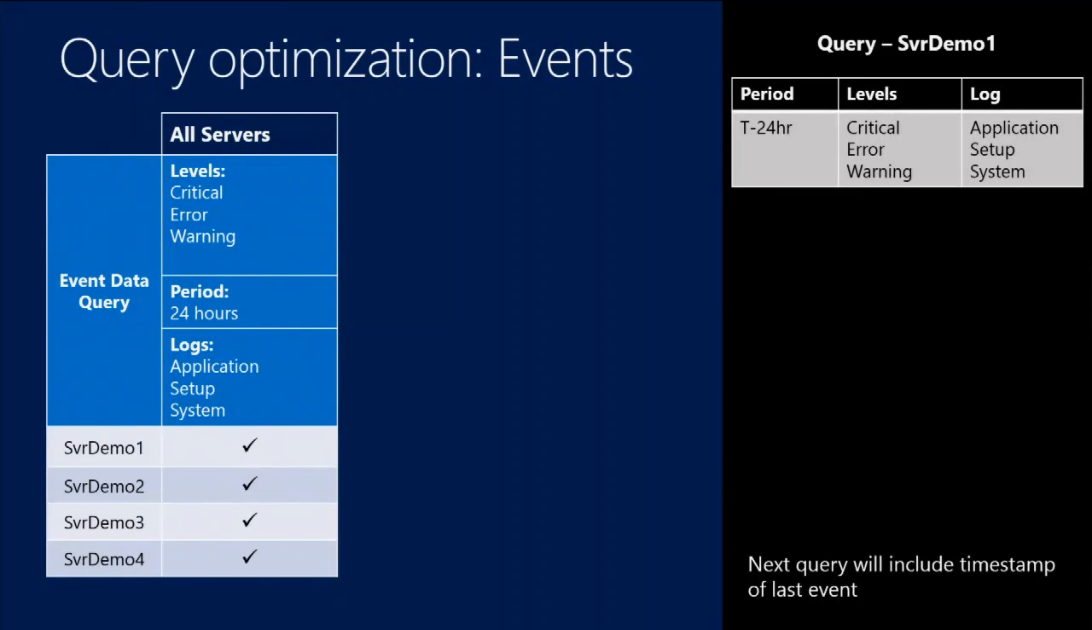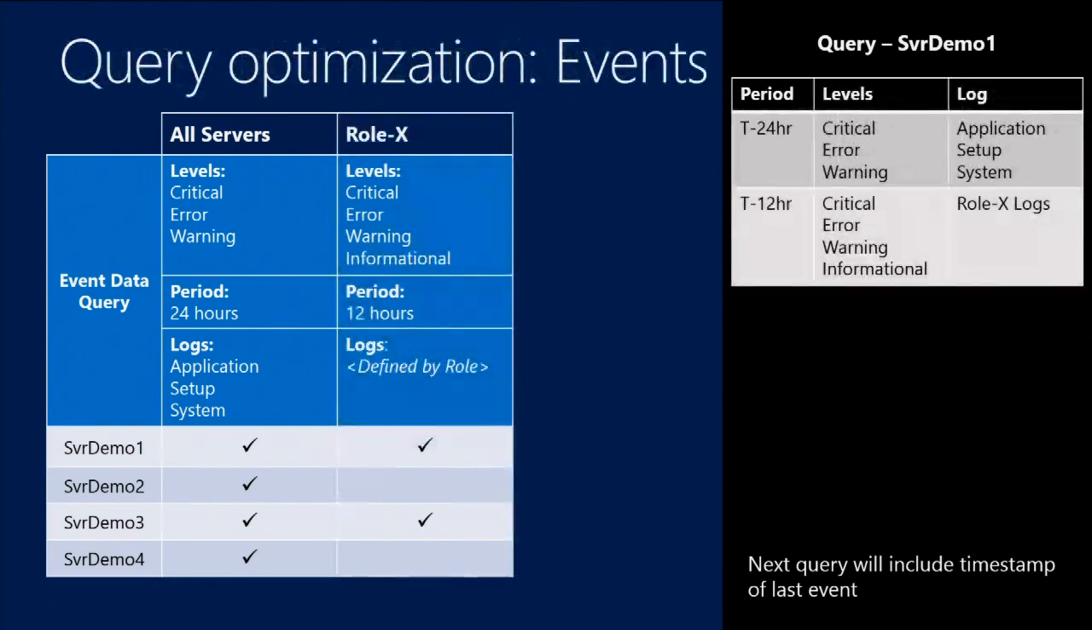So let's take a look at that for a second. Let's say you have 4 servers, and for those 4 servers, you have configured them to collect all of the critical, error and warning information every 24 hours and collect data from 3 different logs, 3 different event sources. When Server Manager queries server demo 1, it will go and do exactly what you expect, right? Collect this amount of information.